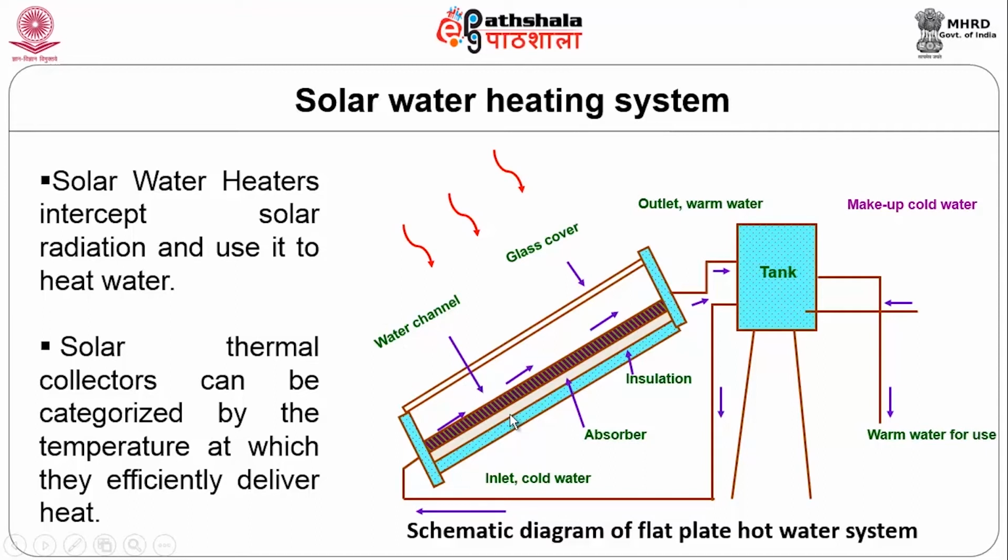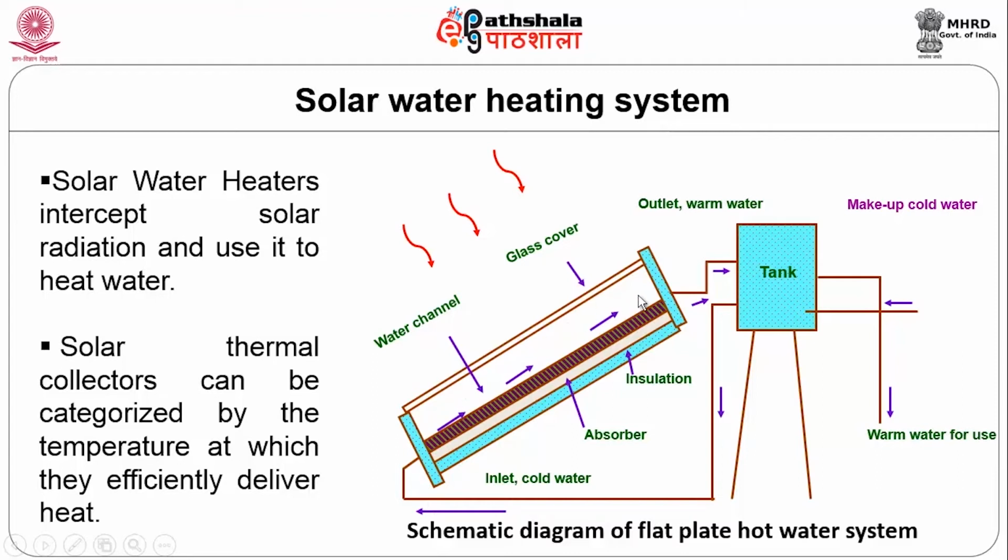Solar thermal collectors can be categorized by the temperature at which they efficiently deliver the heat. Here in this schematic diagram, we are seeing the flat plate hot water system, and this is the storage tank. The cold water is coming in from the tank through the solar flat plate collector, and this is the tank, which is insulated properly. At the bottom, the pipeline is taken to take the cold water into the flat plate collector.